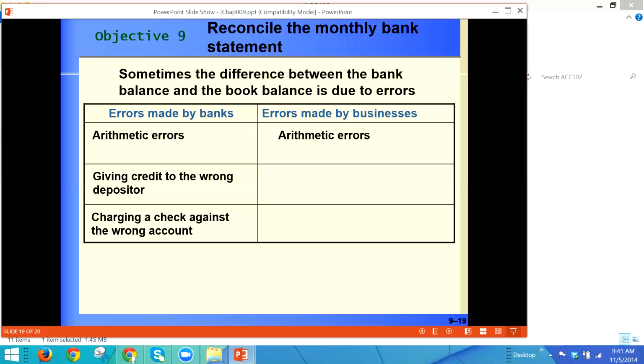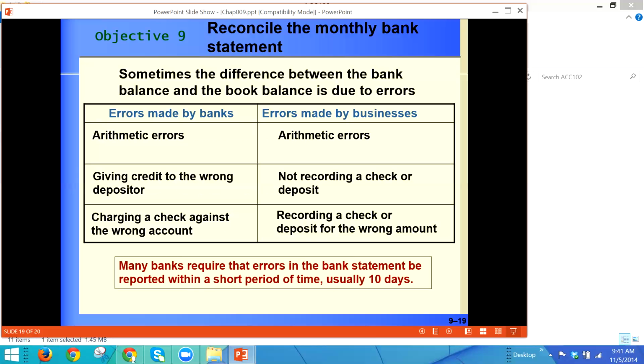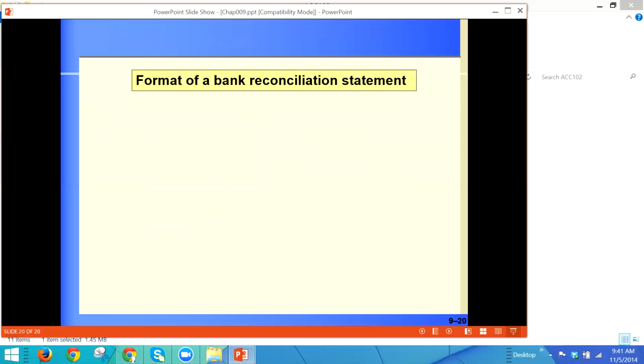So what about businesses or you personally for your own checking account? You can make math errors. You can not record a check or a deposit, and record a check or deposit for the wrong amount. And many banks require that errors in the bank statement be reported within a very short period of time, usually 10 days. So the format of a bank reconciliation statement. So you have two sections, the first section and the second section.